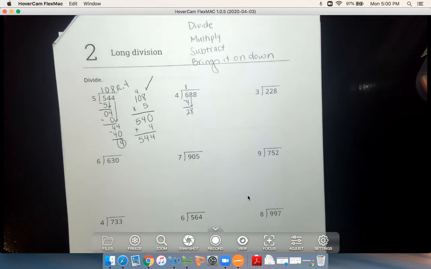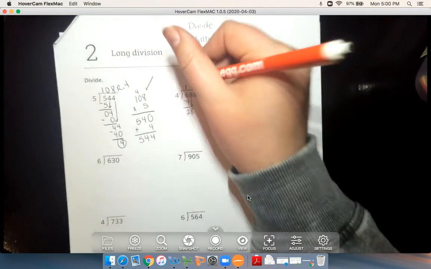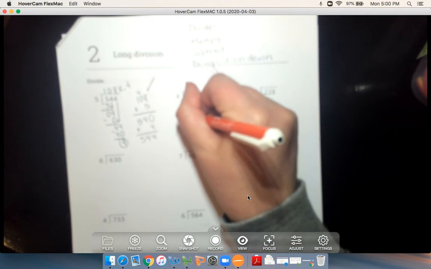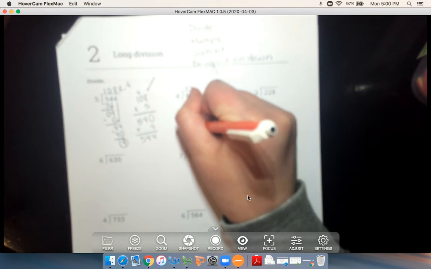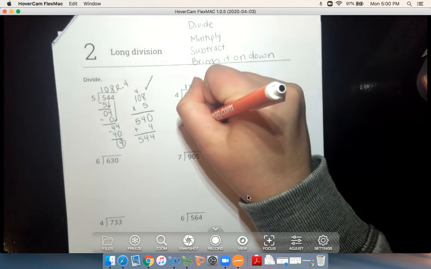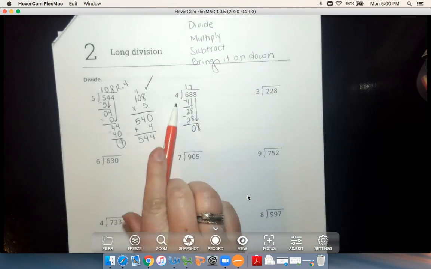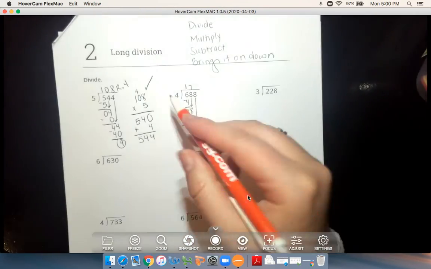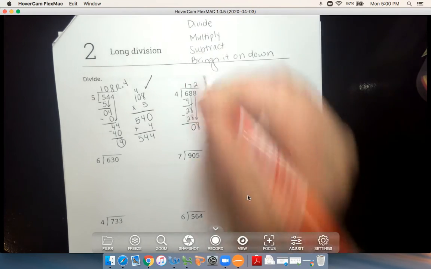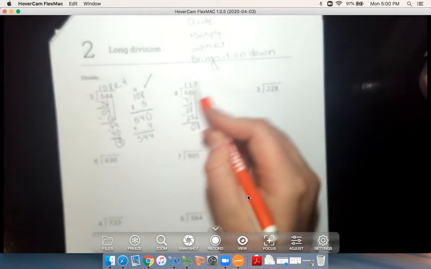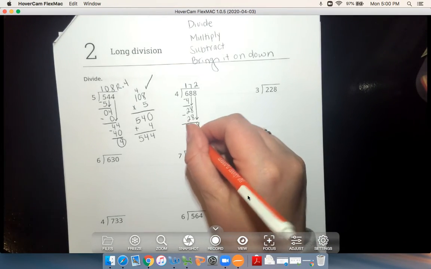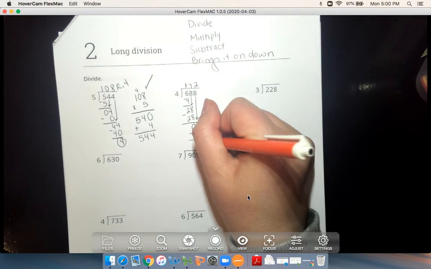Now I need to bring it down. How many 4s fit in 28? Well, I know 7 4s fit in 28. 4 times 7 is 28. 28 minus 28 is 0. I still have another one left to bring down. Bring down my 8. How many 4s fit in 8? 4 times 2 is 8, so 2 4s fit in 8. 4 times 2 is 8. 8 minus 8 is 0, which means this one has no remainder.